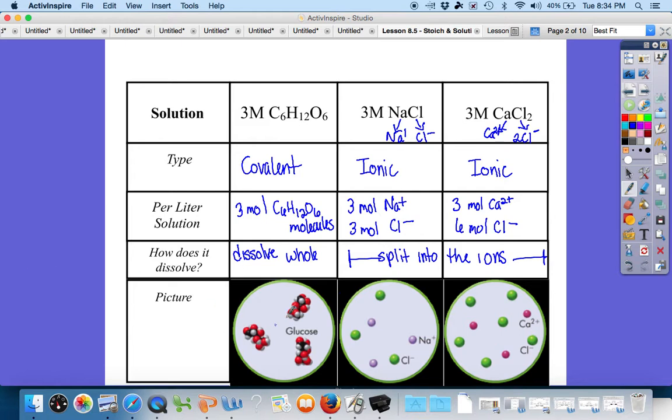So you can see down here in the picture we only have 3 of our glucose molecules. Here with our sodium chloride we have 3 of our sodium ions and 3 of our chloride ions. And then with calcium chloride we have 3 calcium ions, but we have 1, 2, 3, 4, 5, 6 chloride ions. So the number of ions per formula unit is going to change the number of moles per liter of solution.